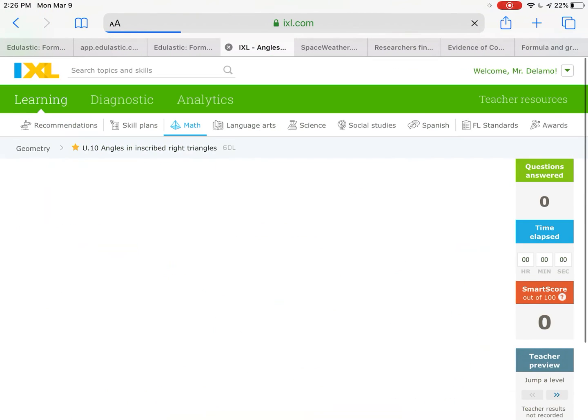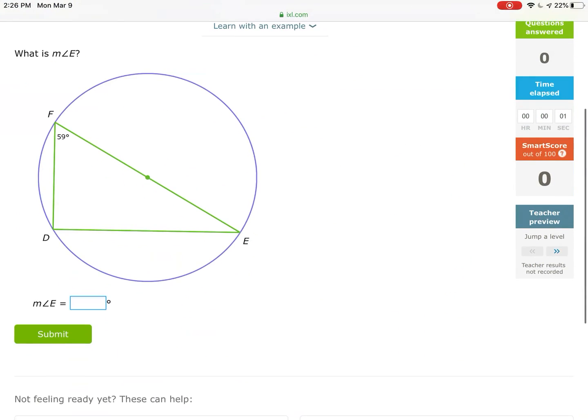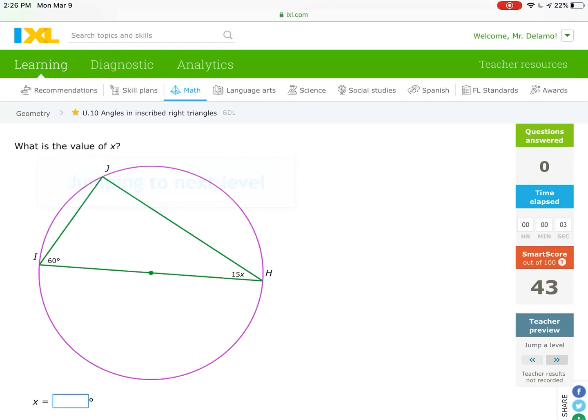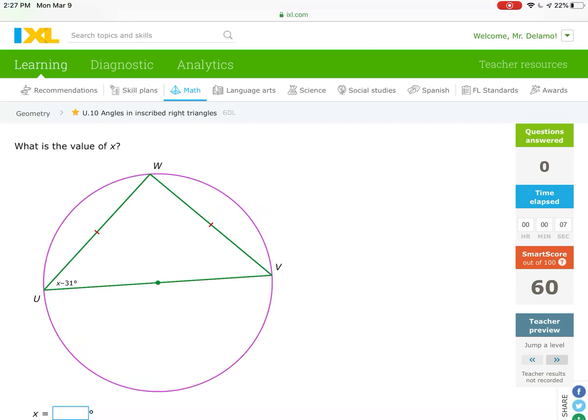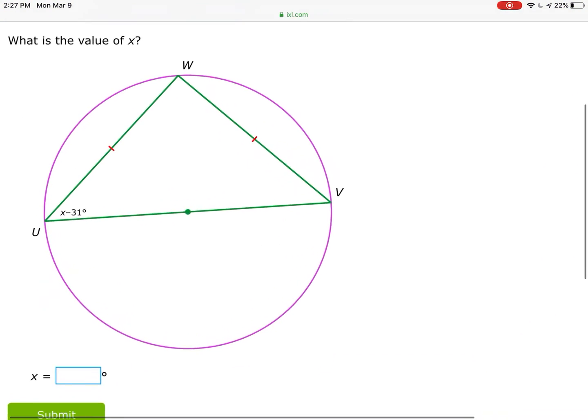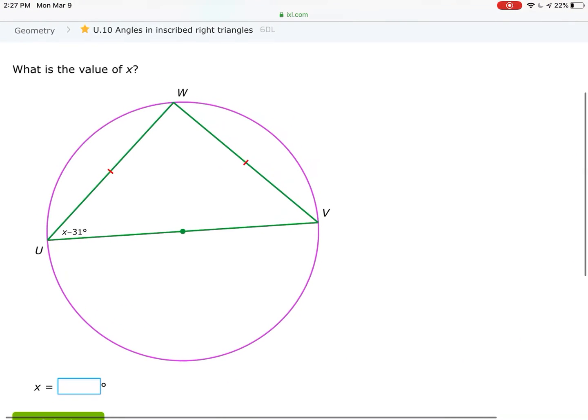So let's look for a hard one. Okay, this is a pretty good one.